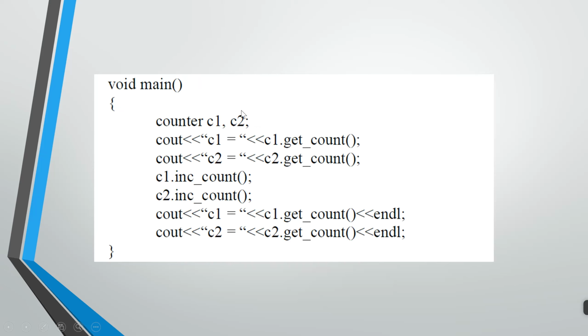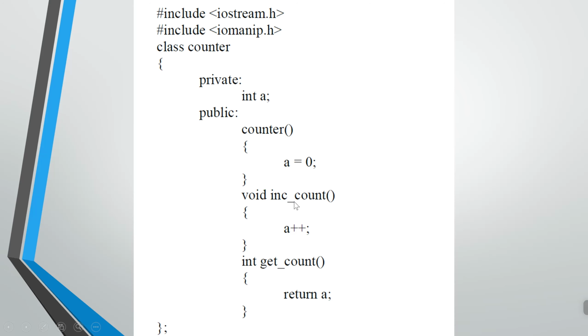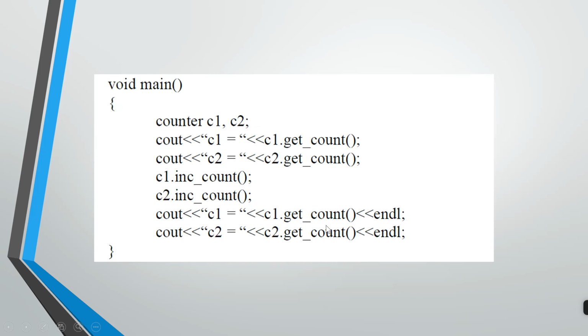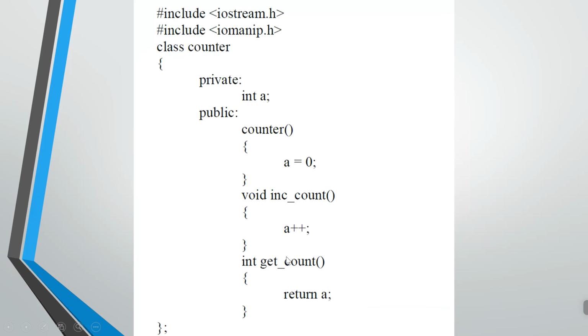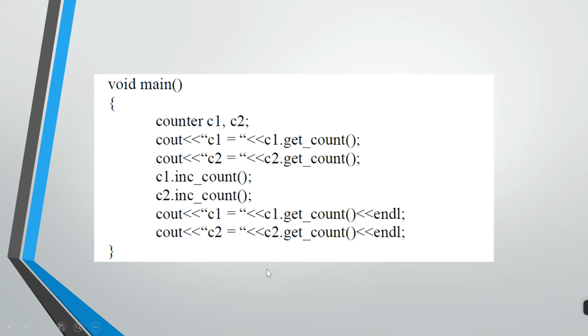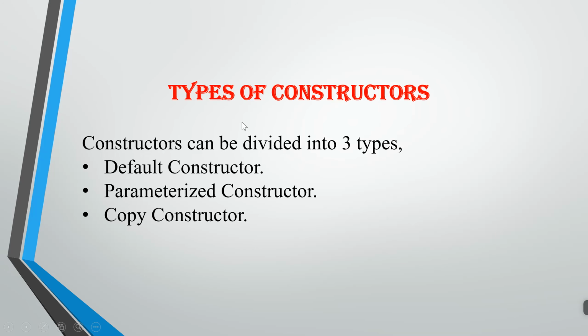But when it comes to the other member functions, see here I'm calling incrementCount. What is incrementCount? It's a member function. I'm calling it. So getCount is another member function. So whenever you declare a member function, it has to be called in the main function. But constructors need not be called. Constructors automatically initialize the value to 0 whenever they are created.